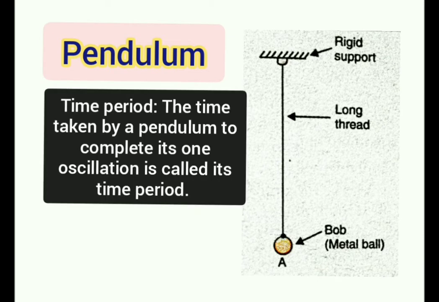Third important point regarding pendulum, you can see the time period. It is the time taken by a pendulum to complete one oscillation. Very easy. Time taken by the pendulum to complete one oscillation of its bob is called time period. That is, the bob, when it completes its one oscillation, takes equal time every time, as we have studied earlier, and this time which is taken by the bob to complete one oscillation or one to and fro motion is called the time period of the given pendulum.